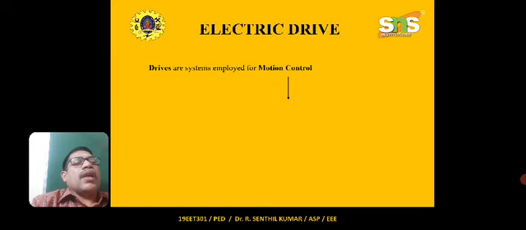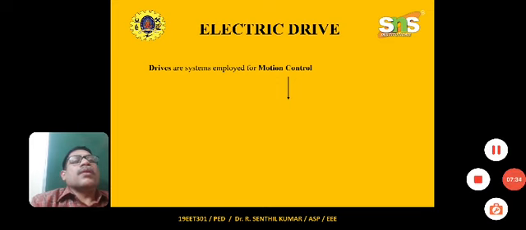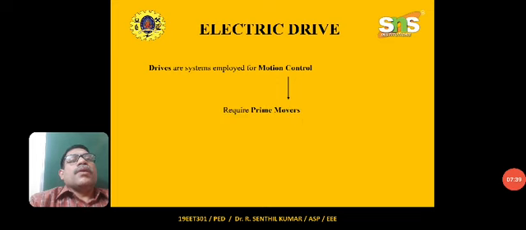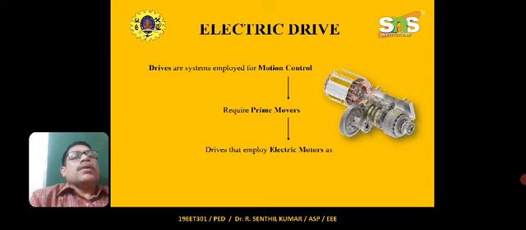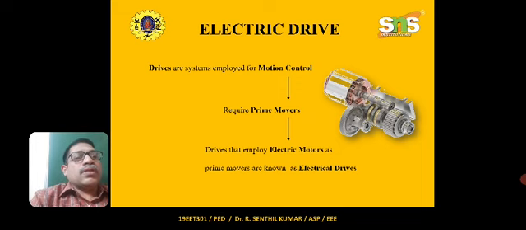See here the electric drive. The electric drive requires a prime mover, a drive that employs an electric motor. See here, the electric motor on the left part in orange colour, and the drive is there. This is called an electric drive. The prime mover for the motor is known as the electrical drive. In the next video, let me see the basic elements of the electric drive.